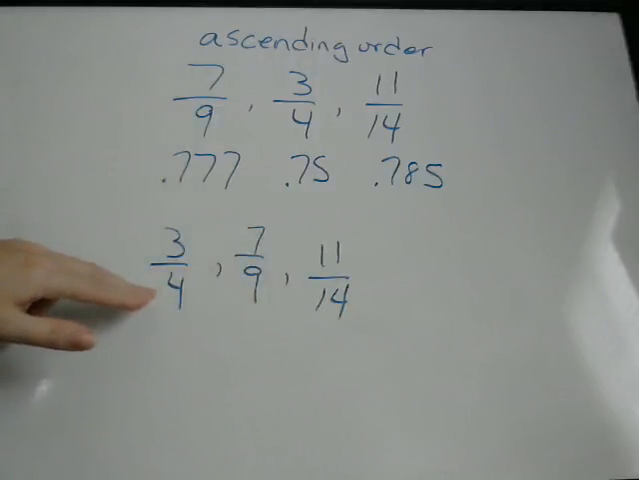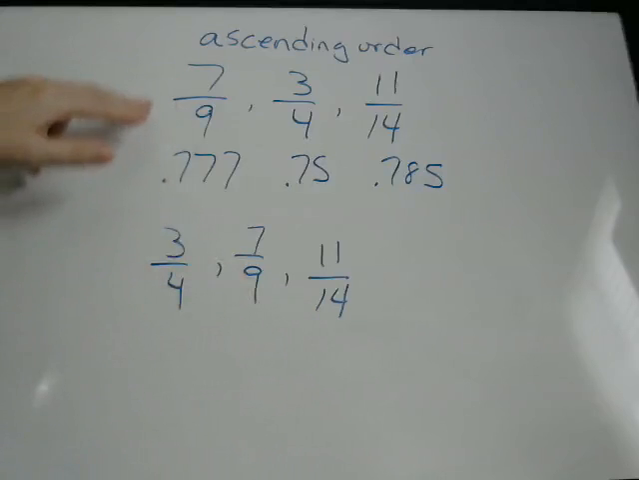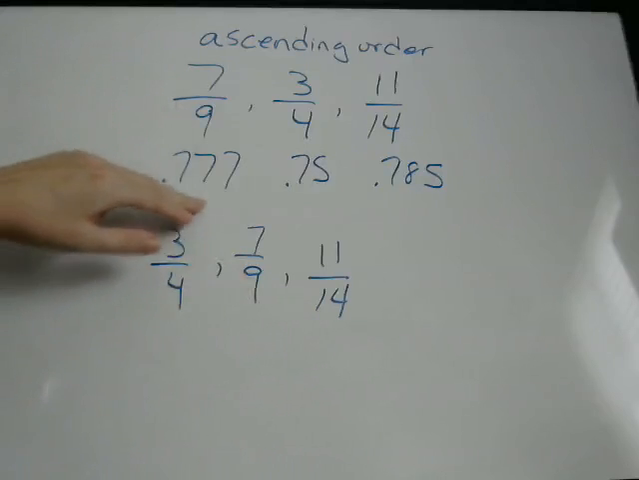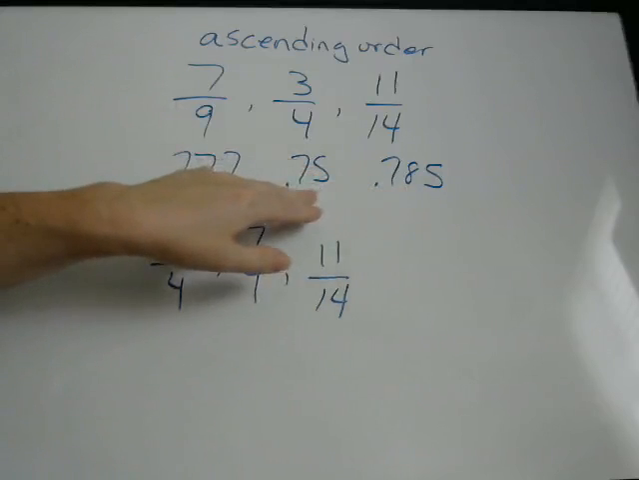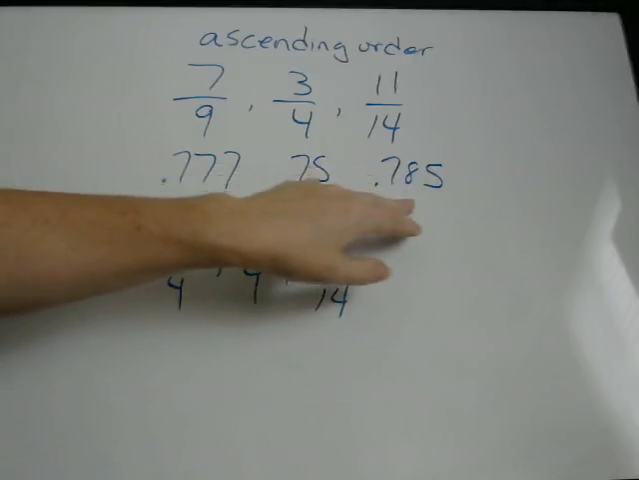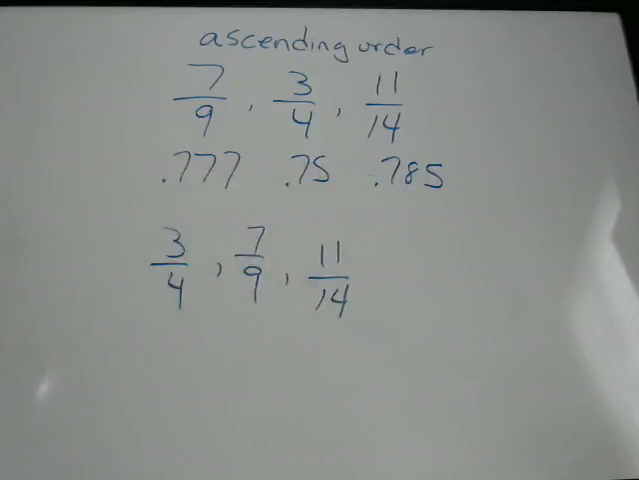So this is the answer of putting these fractions in ascending order. And we did it by just doing the division and comparing the decimals. We can see that this is the smallest number, and then this one, and then this one. So that's one way to do it. I think that's probably the easiest way to do this kind of a problem, but you probably need a calculator in order to do that quickly.